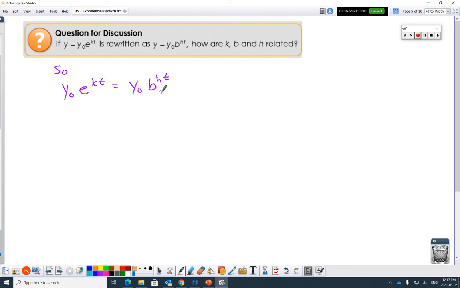Well, I hope I've laid the foundation for what's blaring at you in these situations. I'm going to get my red out. What happens again and again in these types of situations is that y naught just goes. And that makes the rest of it doable. Let me rewrite that next line. So I've got e to the kt equals b to the ht. And I'm going to take ln of both sides.